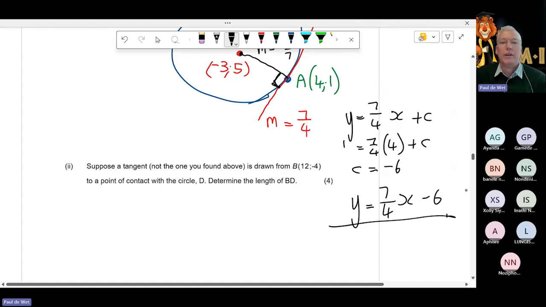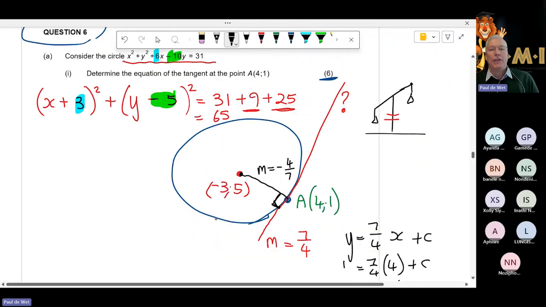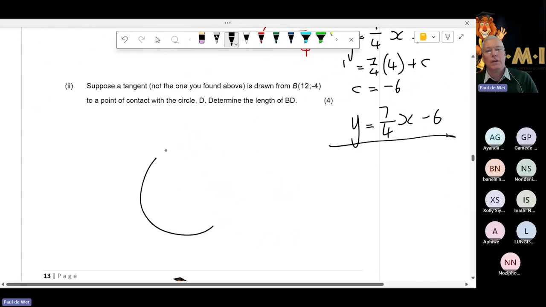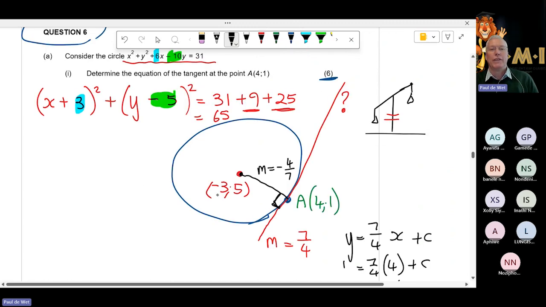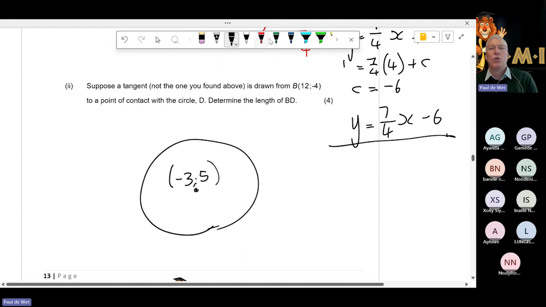All right. Okay. Then it says, now we've got the same circle, okay? And so we've got a circle, and this is the point, we worked that out just now, you said that was -3, 5. And now we're drawing a tangent from the point 12, -4. All right? 12, -4. Now, guys, 12, -4 is going to be down here somewhere.